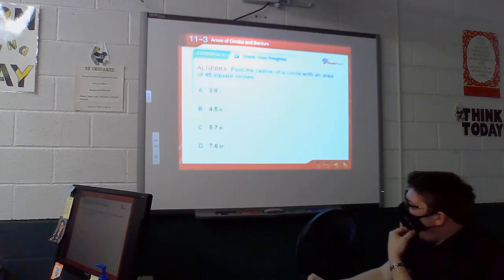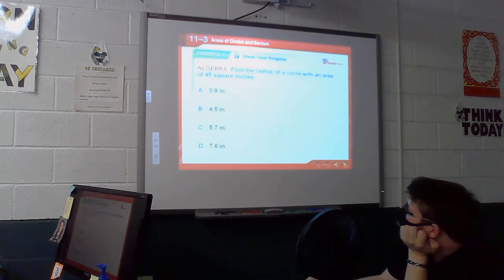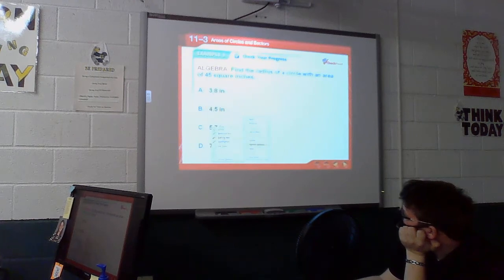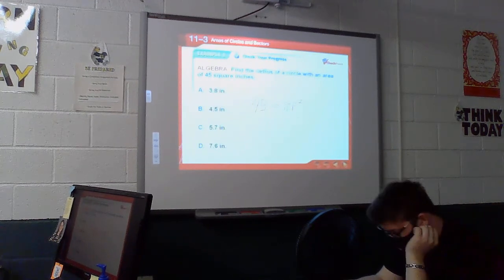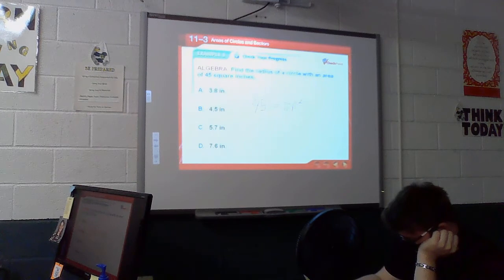So basically now we're going to go backwards in this one. Find the radius of a circle with an area of 45 square inches. So what are we going to do? Basically we're just going backwards, right? 45 equals what? Pi r squared. So how do I figure this one out? Divide by pi and then take the square root. Exactly right. Now, what's my label? Just inches, right? Because I'm looking for the radius now instead of the area. Make sense?